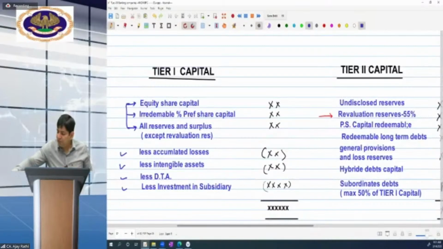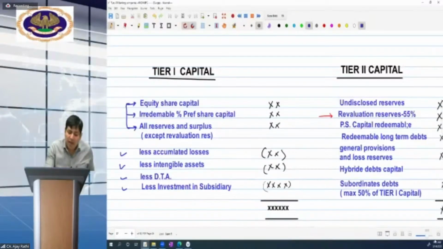Next, Tier 2 capital. Please tell me, are you okay with this Tier 1 capital? The amount they have collected, and the amount which is not still in the business, has to be reduced to check whether the capital available to compensate the loss is proper or not. Accumulated loss shall be reduced, intangible assets shall be reduced, DTA will be reduced, and also the amount which has gone to its subsidiary, it means that is not being used by him in the main business. Okay, beta, that has gone to its subsidiary. It means that is not available to compensate immediate loss.